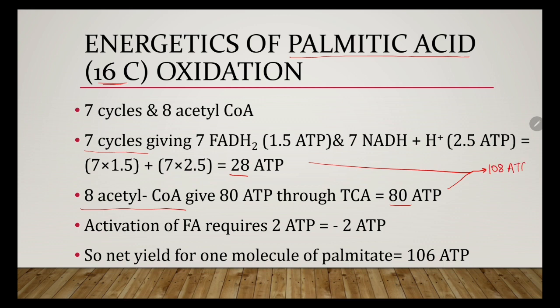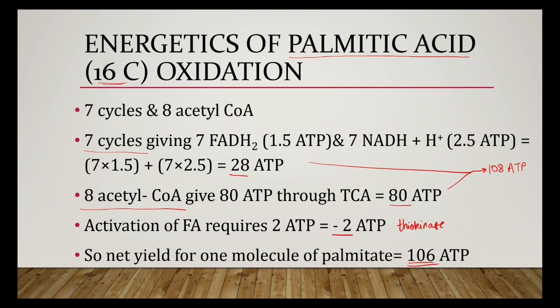But as we know, we need activation of fatty acid and the enzyme thiokinase needed ATP. 2 ATPs. So minus 2 ATPs. So net yield of one molecule of palmitate or palmitic acid gives 106 ATP.